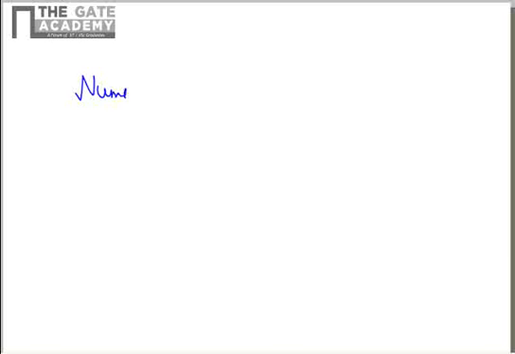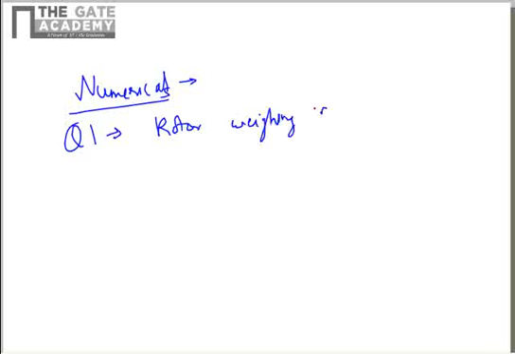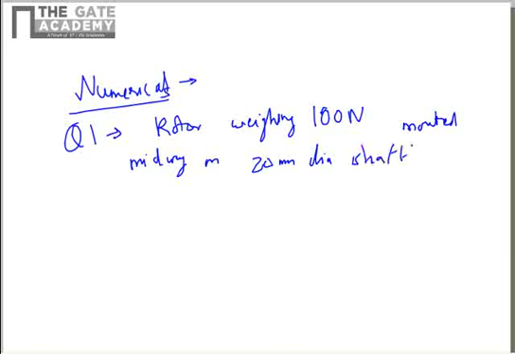Now we will take some numerical examples from the topic of forced damped oscillation. So we take the first numerical. Here it is given that there is a rotor of weight 100 Newton, mounted midway on a 20 mm diameter shaft and supported by two bearings. The bearings are 800 mm apart.